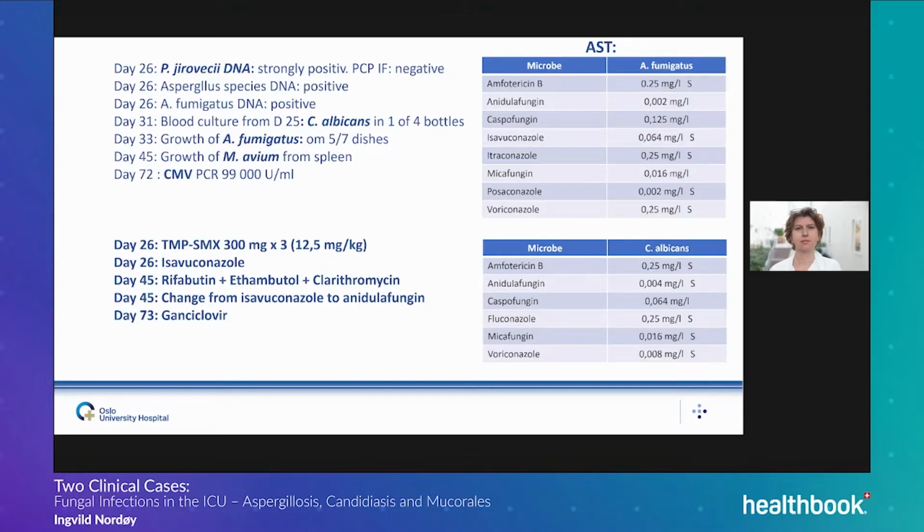But then when the MAC answer came, what about isavuconazole and rifabutin? And there are interactions here that might be problematic. And at that time, we changed the isavuconazole to micafungin because of that. And of course, she got acyclovir. Next, please.